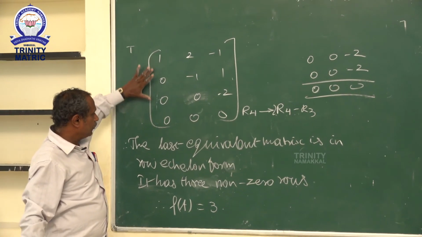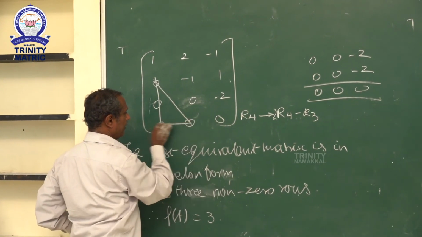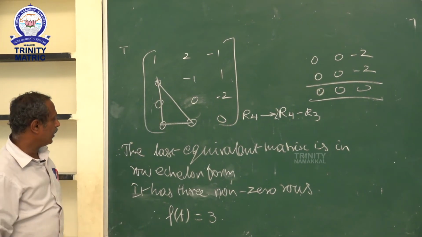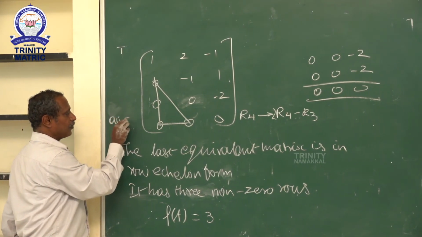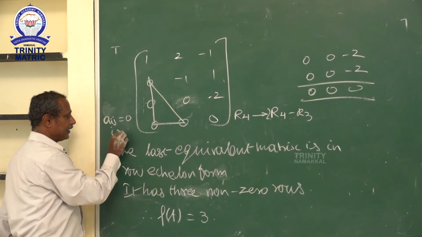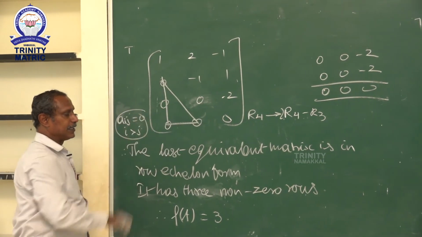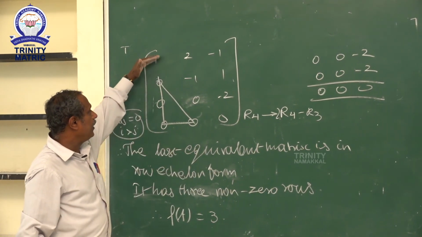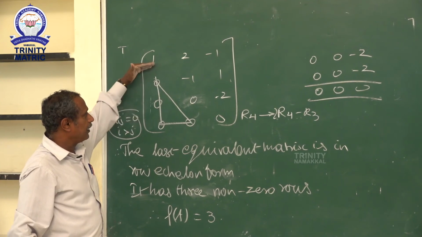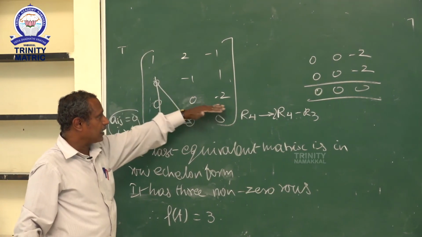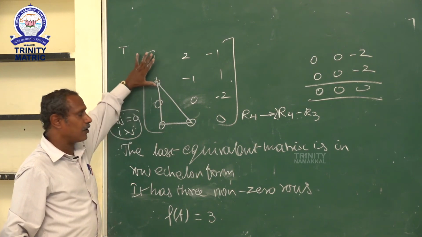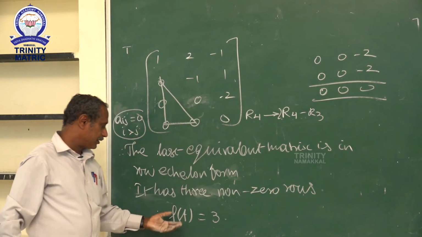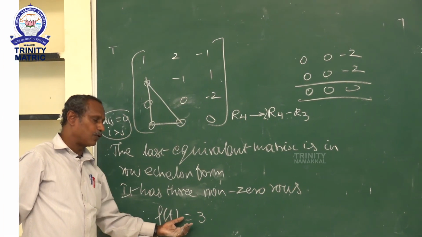Now here we have to see that this is in triangular form, that is row echelon form. Row echelon form means that Aij equals 0 whenever i is greater than j, that is all those elements are 0. The last matrix is in row echelon form. It has 3 non-zero rows. A non-zero row has more zeros, but at least one element is non-zero. So how many non-zero rows there are, that much is our rank. Therefore, rank of A equals 3.